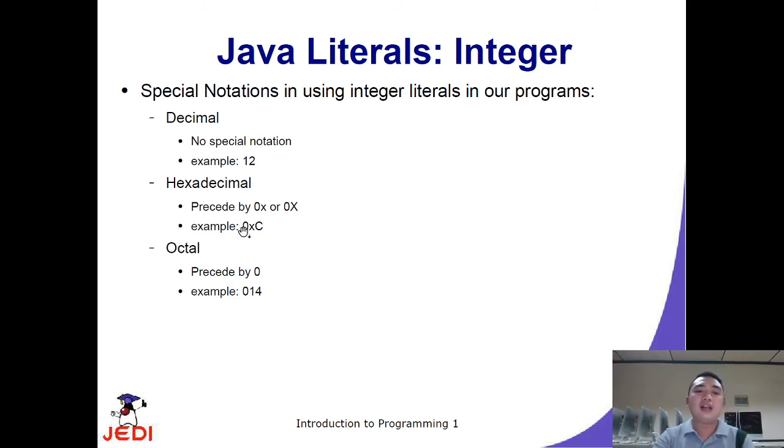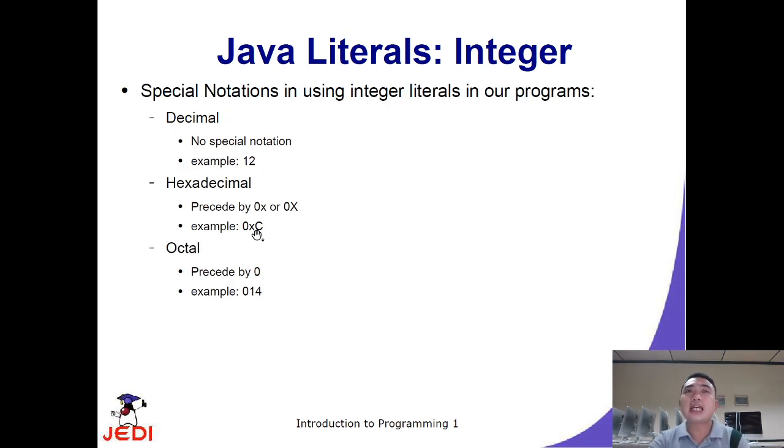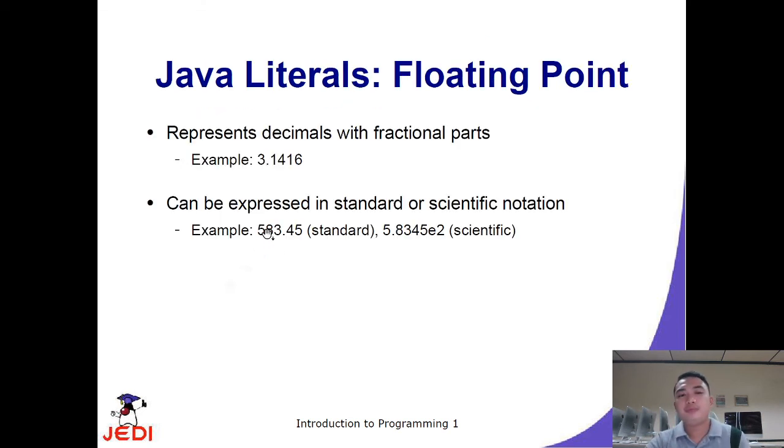And then octal, you precede it with 0. So pag nakastart siya with 0, it means that it is an octal number. So the Java compiler will read it as an octal number. Example 0, then the actual value of the octal number is 14. Same with hexadecimal, when you precede it with 0x, that means the actual hexadecimal number is C.